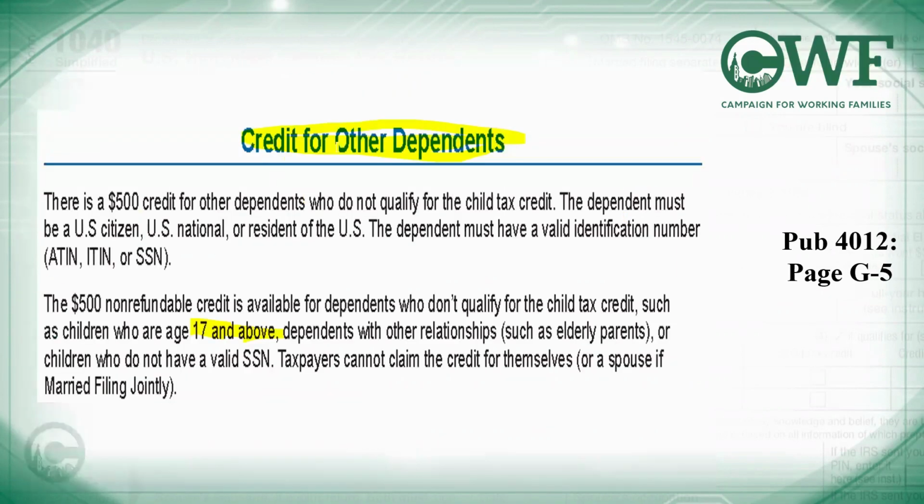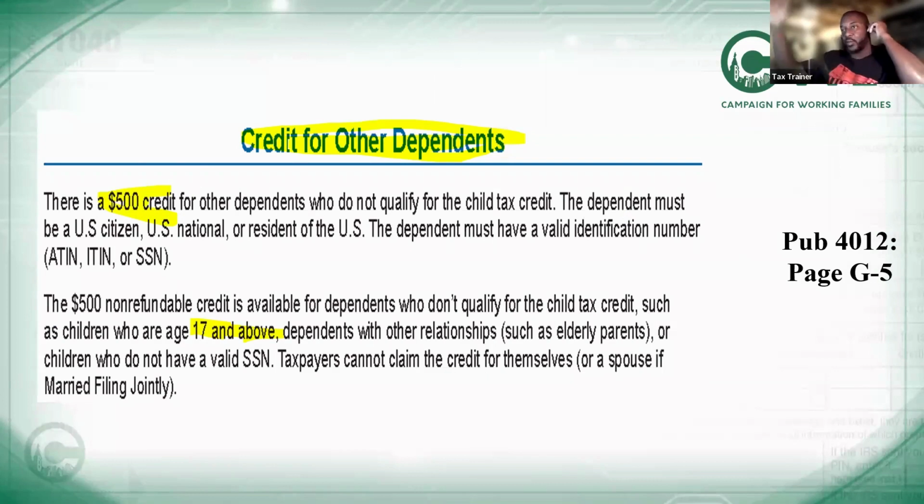And I said, you know what? I got another person, but I only get a $500 credit for this person. So now I'm gonna take another $500 away. So now I owe $500. Does that make sense? That's what credit does. Credits kind of reduce your tax liability.